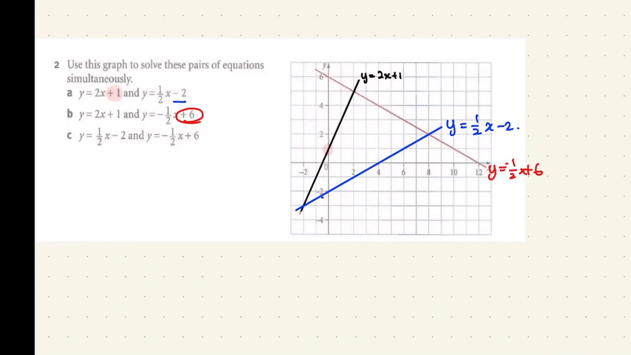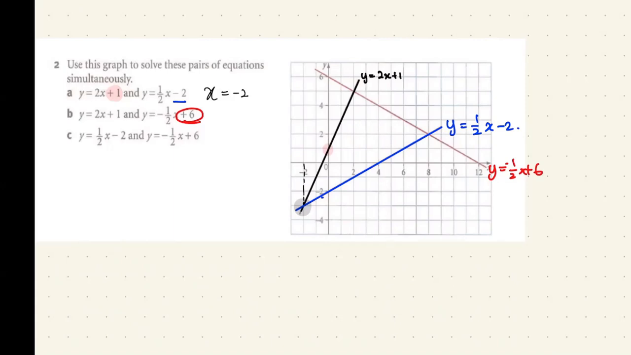There we go. So the first one, they want me to find the solution between 2x + 1 and half x - 2. The solution is here, where they intersect. Intersect means where they meet each other. And then we just draw dotted lines back. The final answer is x = -2. This is the intersection of the two lines.